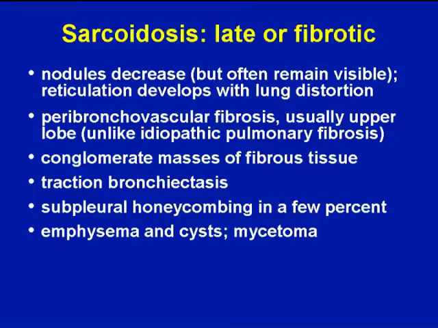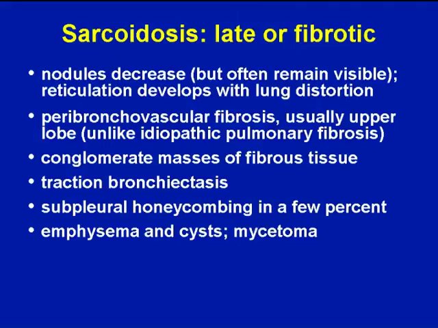Now, later on in patients with sarcoid, as the disease becomes chronic and as fibrosis develops, nodules decrease but often remain visible. Reticulation develops with lung distortion occurring in the regions that showed granulomas or nodules during the active stage of disease. So we tend to see peribronchovascular fibrosis because that is where the granulomas were when the sarcoid was active, usually upper lobe, which is quite unlike idiopathic pulmonary fibrosis and usually allows the two diseases to be distinguished rather easily. But the peribronchovascular fibrosis can result in those same sort of perihilar upper lobe masses.